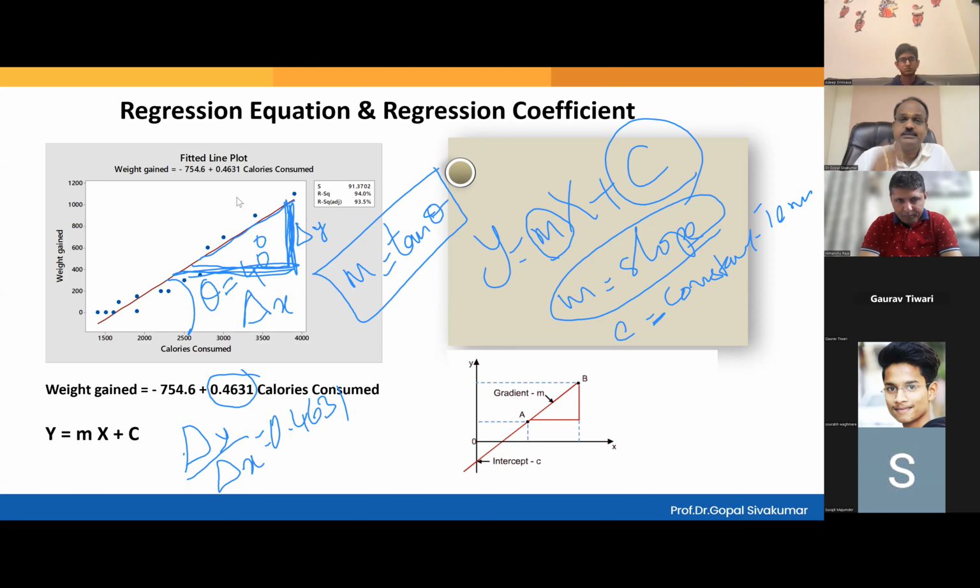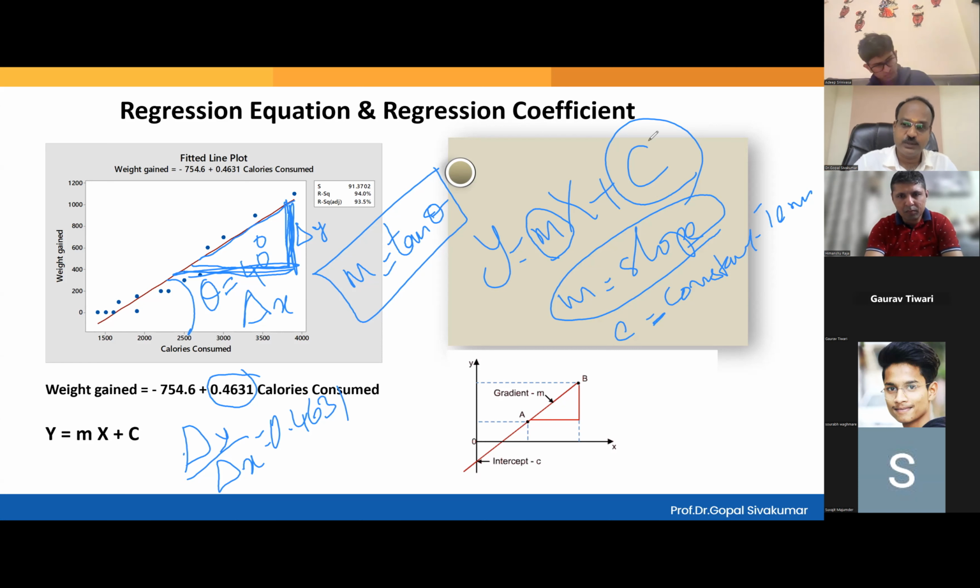I know all of you are mathematical genius here. You will either go with the tan theta or you will go with del y by del x. But both methods will give you the same answer. But there is a meaning with 0.4631, right? I will tell you after giving you some break.